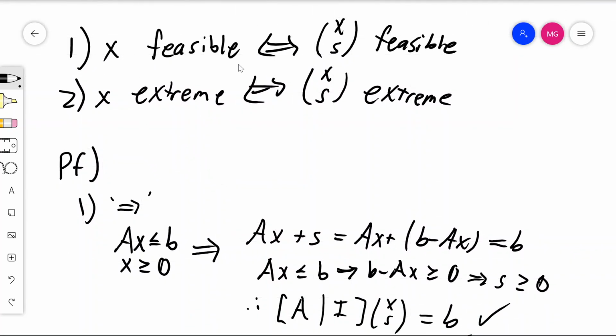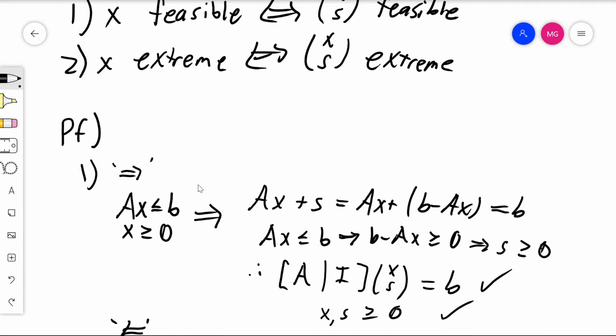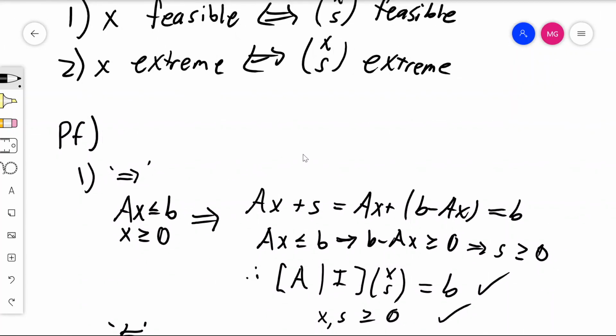Well, for the first condition, the feasibility, let's just assume that x is feasible. So we know that for the original linear program, Ax is less than or equal to b, and x is non-negative. Then why does that tell us that x with the associated slack variables s is feasible for the SEF version? Well, because A times x plus s, we know what s is. We can just replace it with what it's determined to be, b minus Ax. That's what it is in general. So we have Ax plus b minus Ax. The Ax's cancel, and we're just left with b. So Ax plus s does indeed equal b.